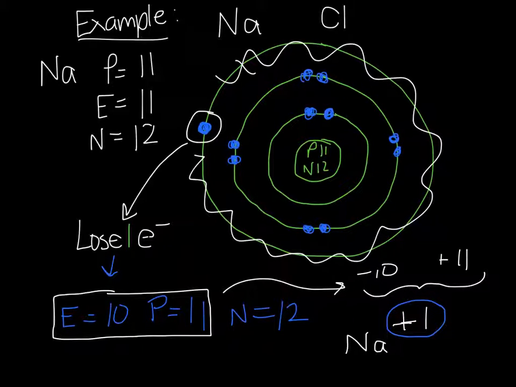But what we really need to know from this is that sodium makes a positive ion because it loses electrons to make a full outer shell. That should make sense because if you look at where sodium is on your periodic table, you should be able to tell that sodium is a metal. And metals make positive ions.